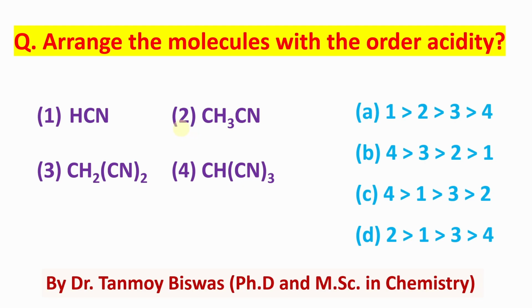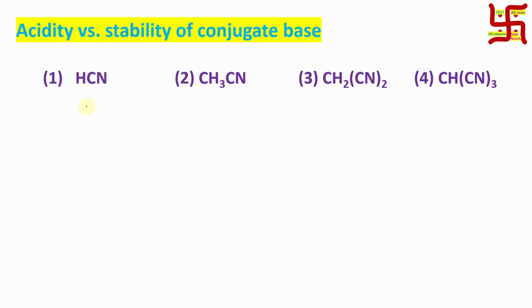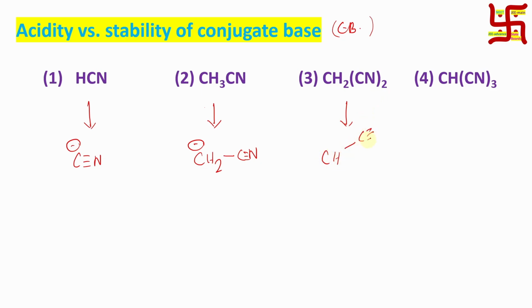Now, whenever a question is given to you about acidity, you need to think about the stability of the conjugate base. What is a conjugate base? If you remove the proton from a particular molecule, whatever remains is called the conjugate base. So the cyanide ion is the conjugate base of HCN, or hydrocyanic acid. From acetonitrile, a proton is removed from the CH3 group, so this carbanion is the conjugate base. And here, CH2CN2, this is the conjugate base. By the way, this is cyanoform, so the conjugate base is here.